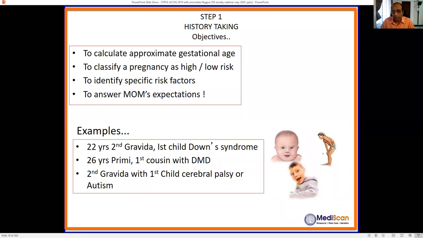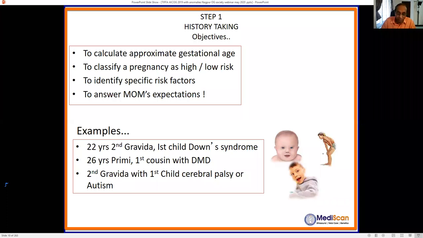I think that is very important. What is she coming for? What expectations is she coming with? For example, a 22-year-old second gravida, whose first child has Down syndrome. You do the scan and say the scan is normal. The mother thinks you have excluded Down syndrome, because for her that's the only answer she wants.